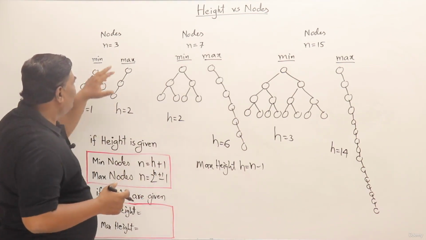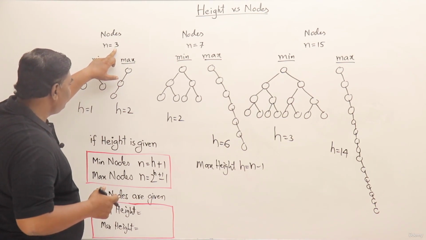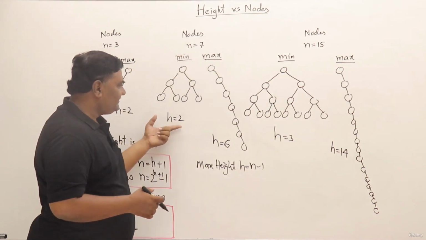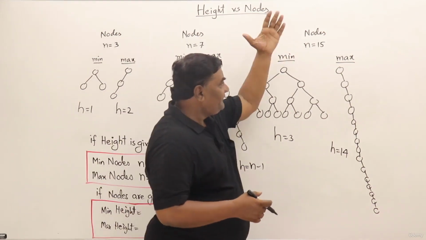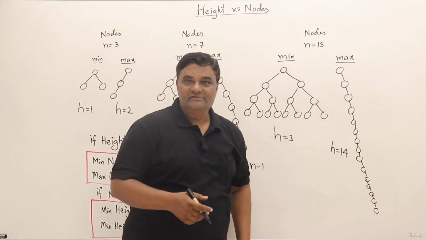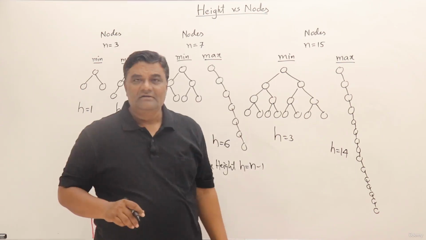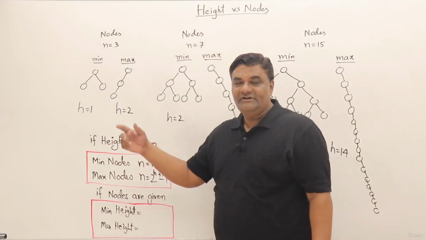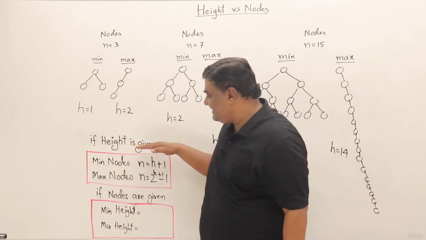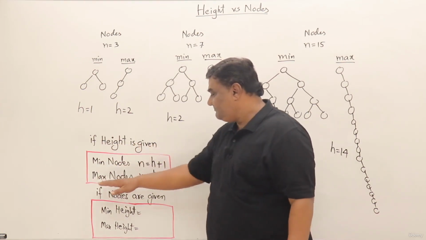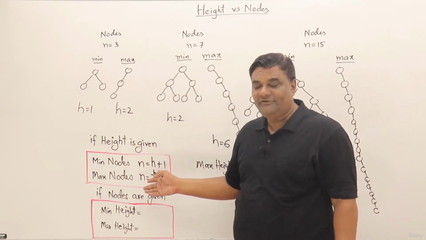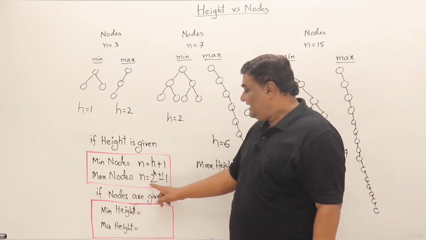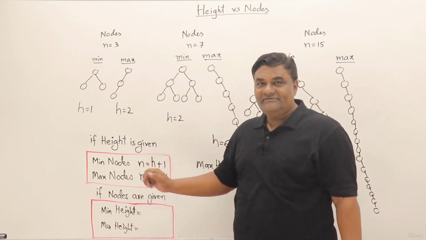We got the formula. Now what is the minimum height formula? If I check the minimum height, number of nodes is 3, so minimum height is 1. Number of nodes is 7, so minimum height is 2. Number of nodes is 15, so height is 3. So I don't find any pattern here. So I'll show you something. These are the formulas we just found out. If height is given, then for minimum nodes and maximum nodes, we have already written the formula. Minimum nodes n is equal to h plus 1, maximum nodes n is equal to 2 power h plus 1 minus 1. We have seen this formula.